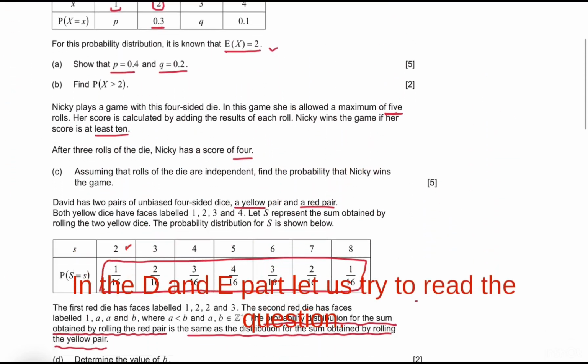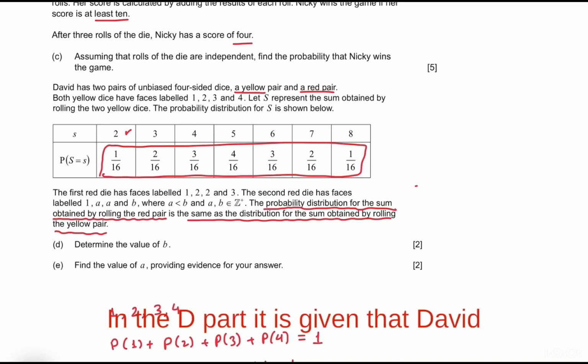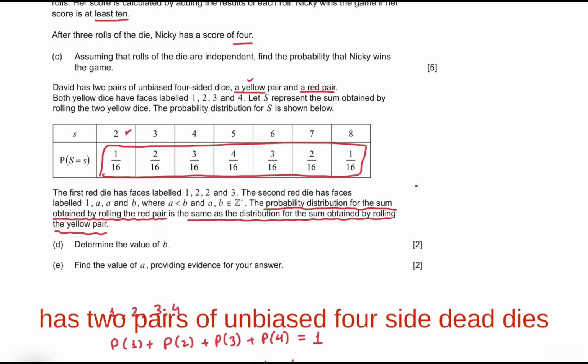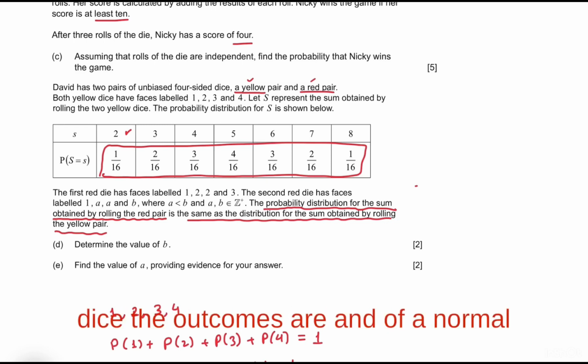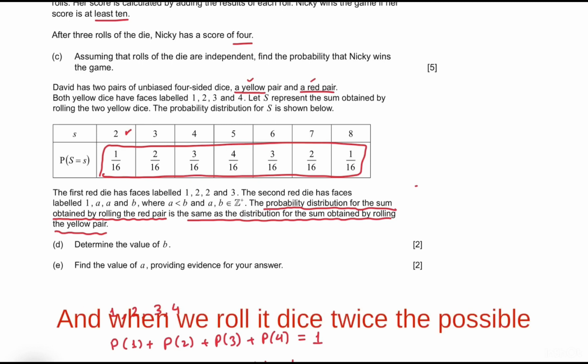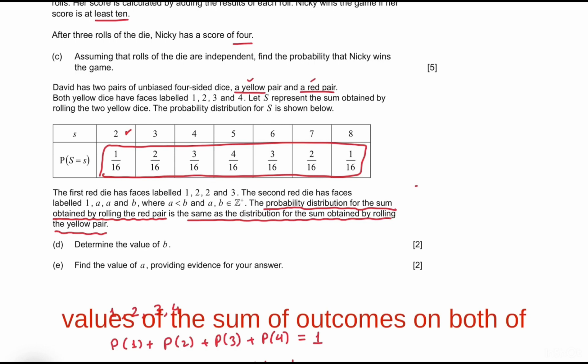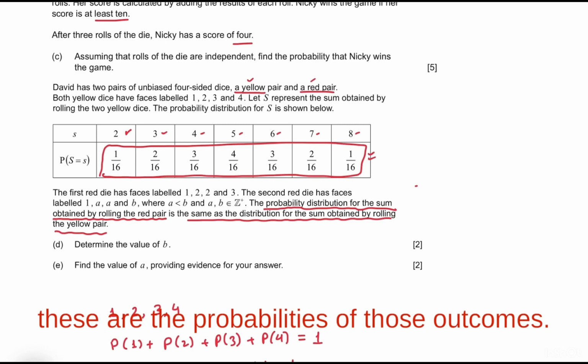In the D and E part, let us try to read the question. In the D part, it is given that David has 2 pairs of unbiased 4-sided dice, a yellow pair and a red pair. And it is given that in the yellow dice, the outcomes are of a normal dice, which are 1, 2, 3 and 4, and when you roll the dice twice, the possible values of the sum of outcomes on both of the dice can be either 2, 3, 4, 5, 6, 7 and 8, and these are the probabilities of those outcomes.